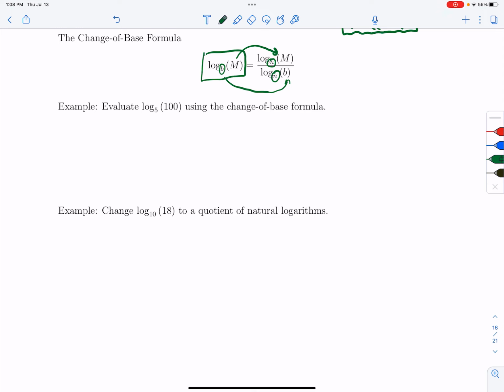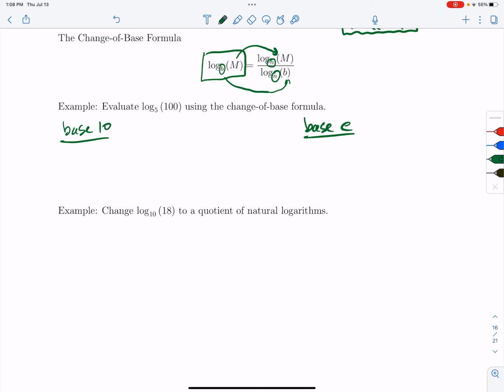This is sometimes good because there may be times when we want to get things in terms of base 10 or base E. And if we're not originally in base E or base 10, this is how we can do it. Okay, so this one says evaluate log base 5 of 100 using the change of base formula. So I'm going to do this both as base 10 and as base E.